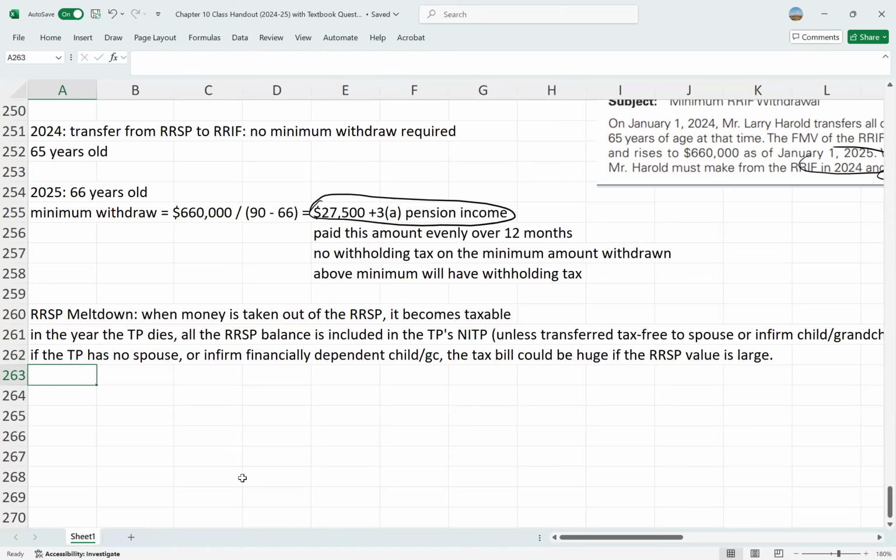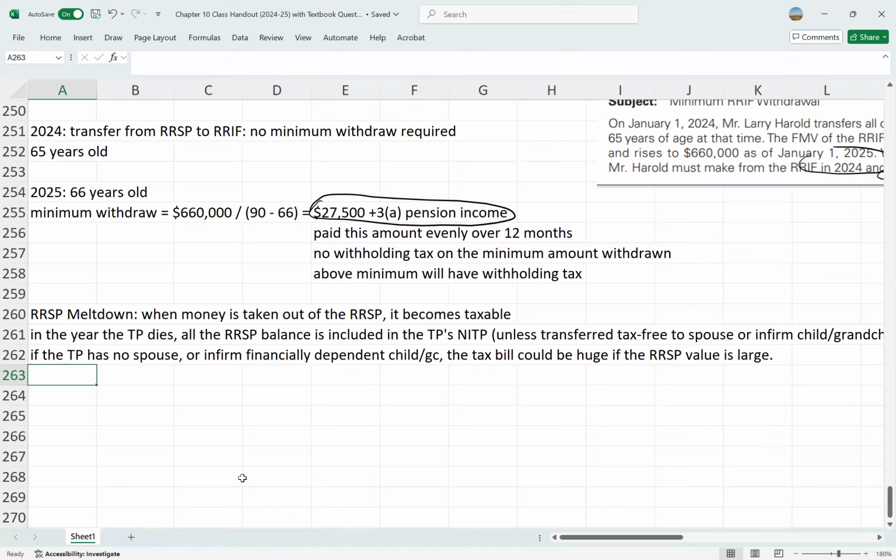So let's say the RSP value is $1 million, which is not unusual for a lot of wealthier individuals once they get to retirement age. If the taxpayer doesn't have a spouse or any infirm financially dependent children or grandchildren, when the taxpayer dies, that $1 million is added to their net income. And so that's a huge tax bill on their estate. And so, yes, even though they passed away, they don't have to see the tax bill.